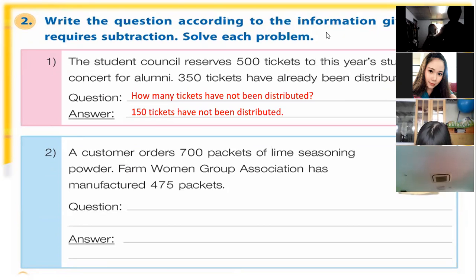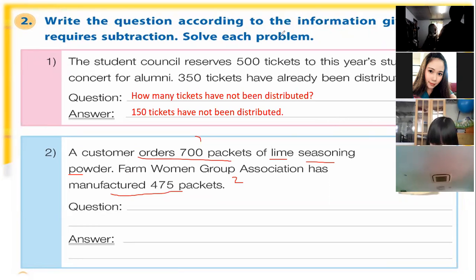With which requires subtraction. Okay, now a customer orders 700 packets of lime seasoning powder. Okay, now this is one information. Second, Farm Women Group Association has manufactured 475 packets. So we have two information here. One information is the customer ordered 700 packets of lime seasoning powder. Second information, Farm Women Group Association had manufactured 475 packets. So what question can we make here, students?